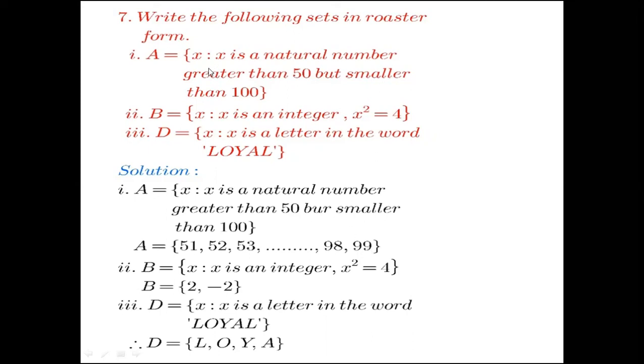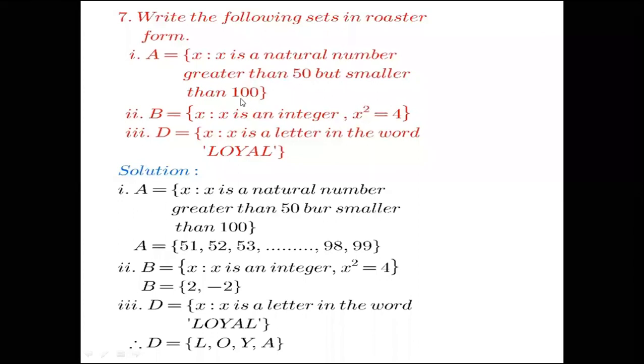So here you have to see the condition also, greater than 50. You should not take 50 here. But smaller than 100, you should exclude 100. 50 and 100 have to be excluded. You have to write the elements that are between 50 and 100.